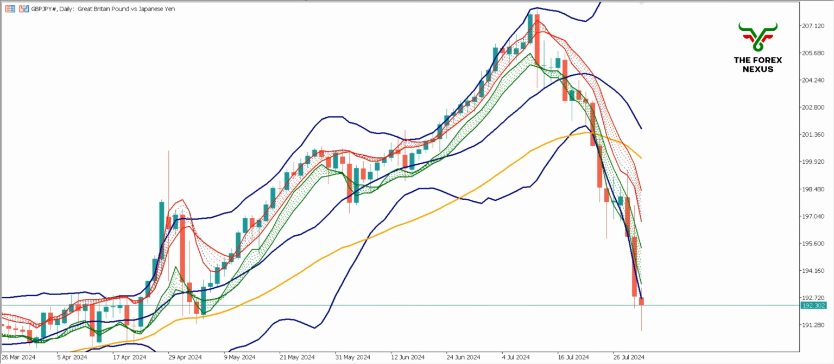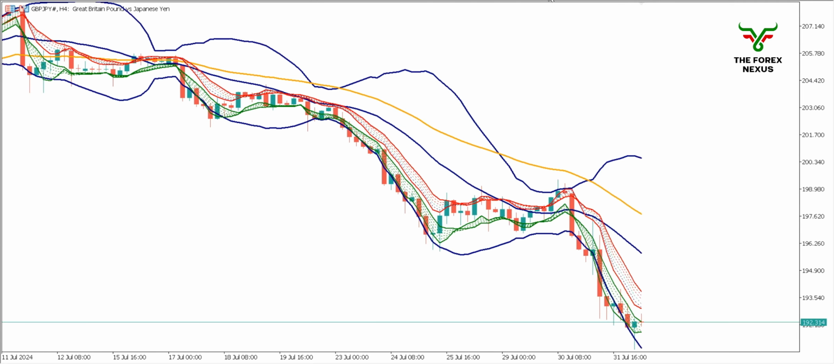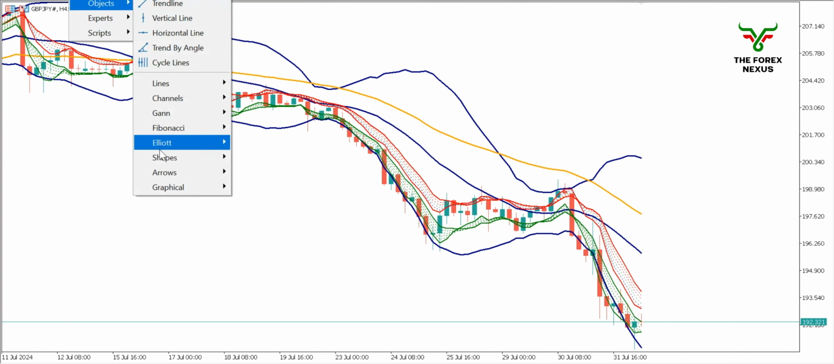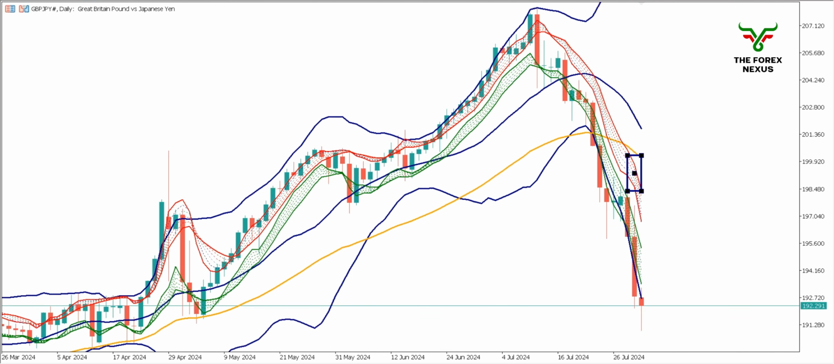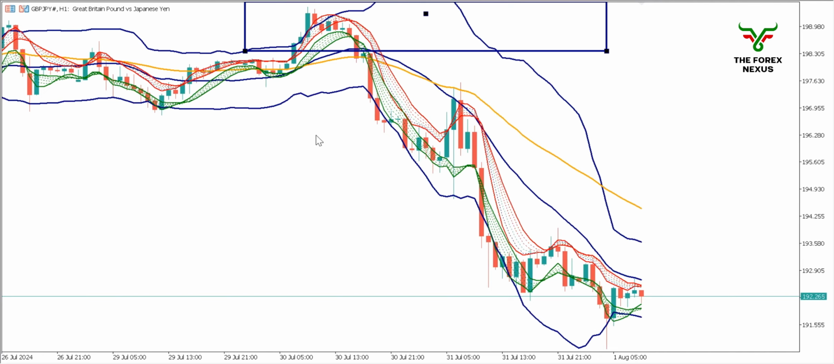On the H4 time frame, you can see here a clear trend change, and then the market gave us a good shot here. On the daily time frame, you can see we have a re-entry sell. On the H1 time frame, we got a re-entry sell, and the code was REE, re-entry extreme extreme.